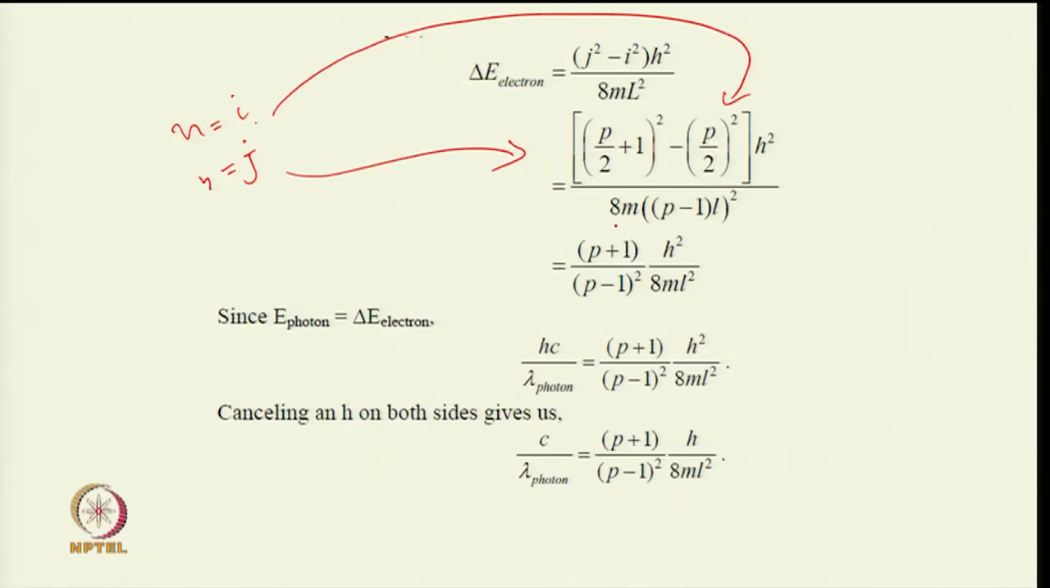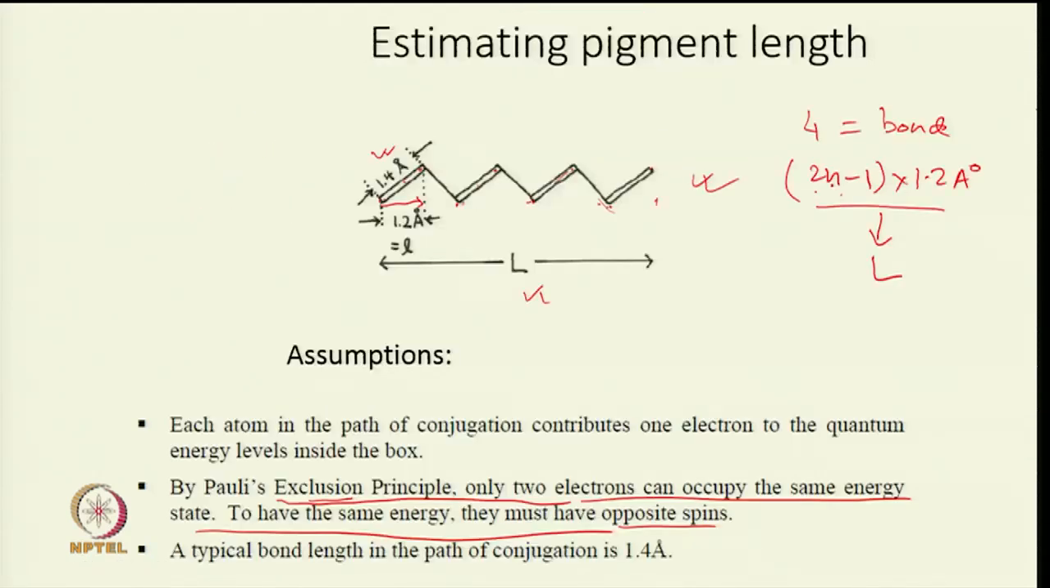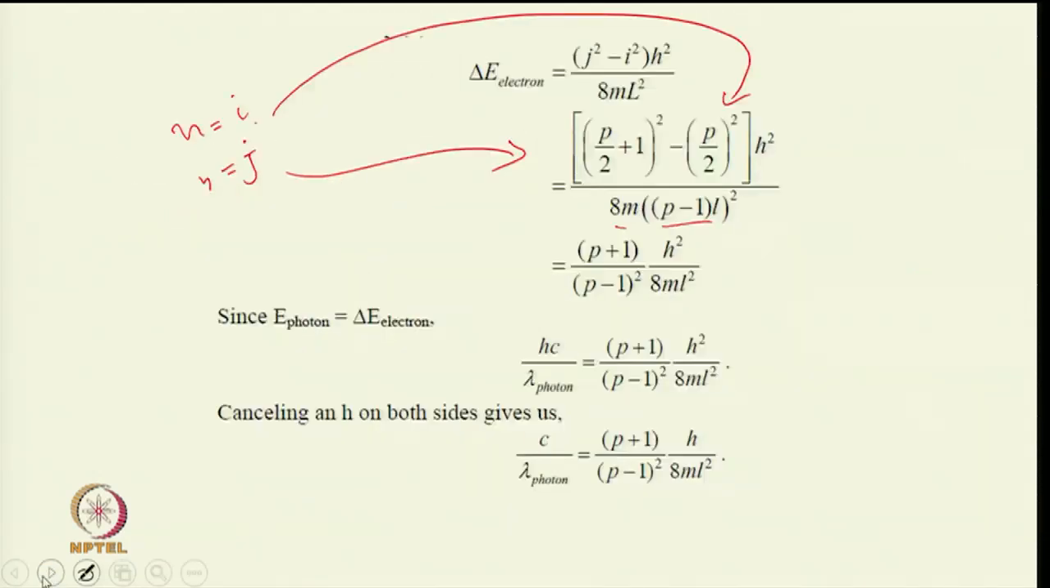And 8m(P minus 1) into L square. Let me explain this here. We just calculated (2N minus 1) multiplied by 1.2 angstrom, where N is the number of bonds, and 2N will be the number of electrons, the conjugated electrons. So (P minus 1) into a small l will be equal to L, where a small l is 1.2 angstrom. And so if I put it here, it will be (P minus 1) into L square.